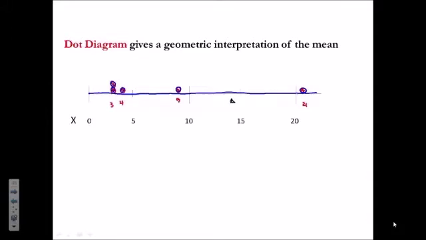No, the left side would be too heavy. So the balance point has to move this way. Would the balance point be over here? No, the right side would go down. So the balance point would have to be somewhere between these 2 points. Actually, where it's going to be is at the mean. 8 would be the balance point. So that's a geometric interpretation of the mean.